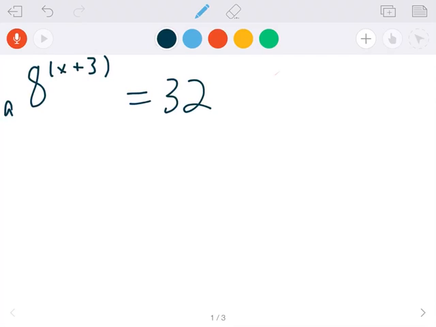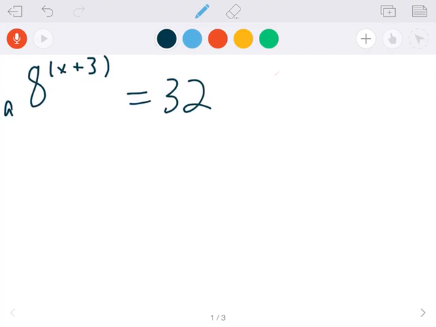First of all, you might recognize that 8 and 32 are both powers of 2. If you don't recognize that, you don't need to. You can solve it a different way as well. So let's solve it as if we didn't recognize that we could rewrite those with a base of 2.